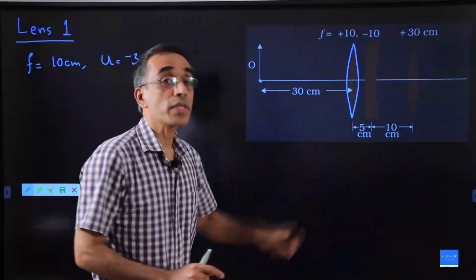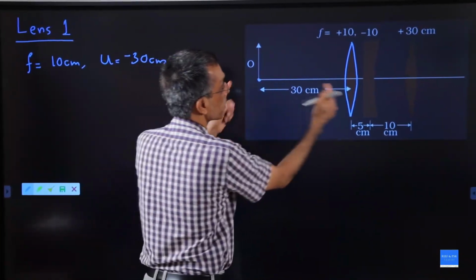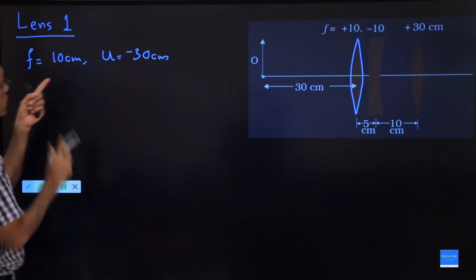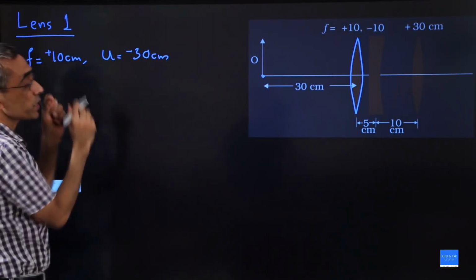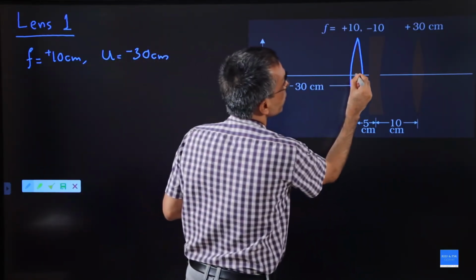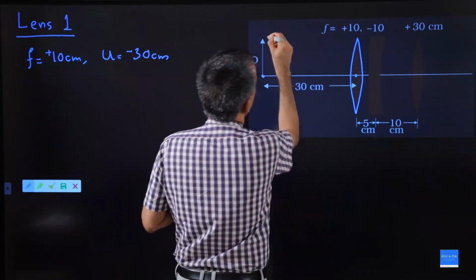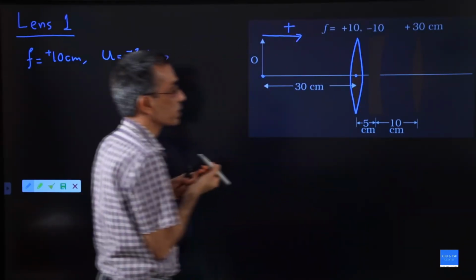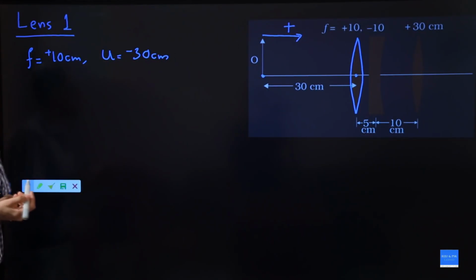Let us consider the first lens and the object. So object is here at 30 centimeter, first lens is convex, focal length is 10 given. So focal length is plus 10 centimeter, object distance is from the center of the first lens to the left side, and light will come in this direction. So this is positive sign, this is negative side. So object distance is minus 30 centimeter.